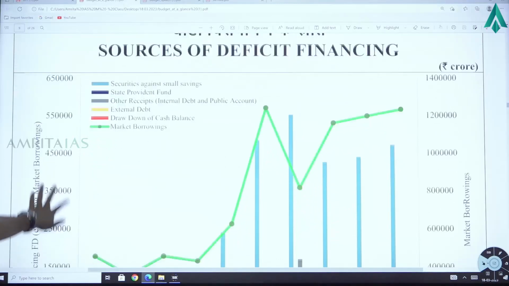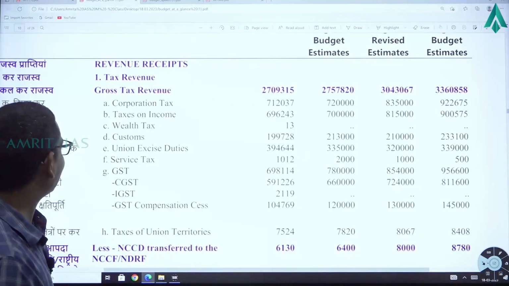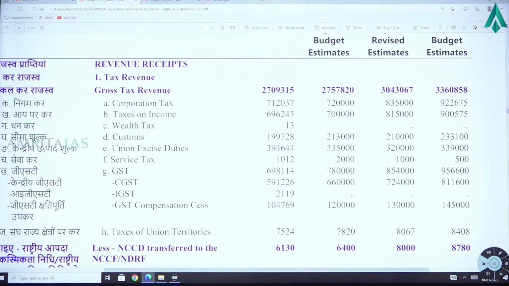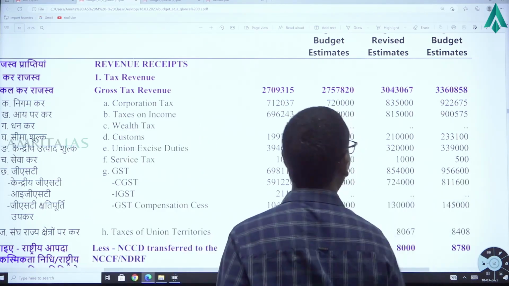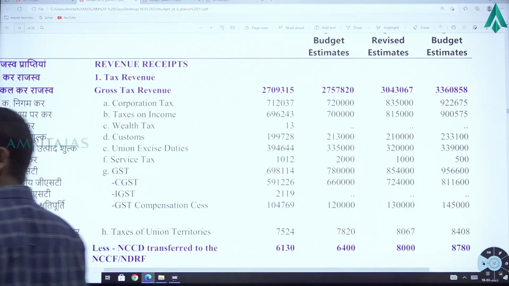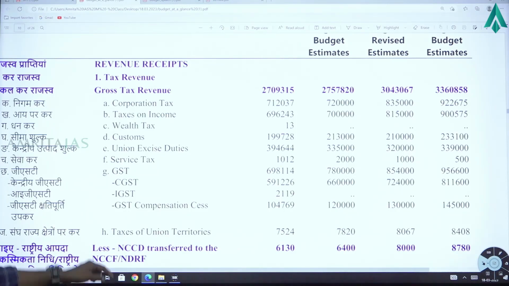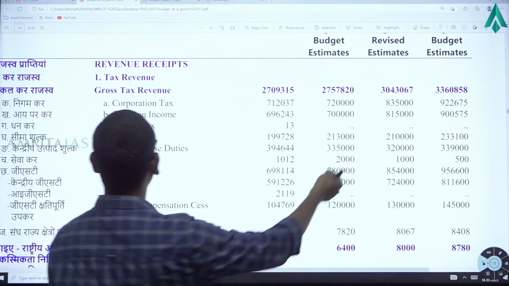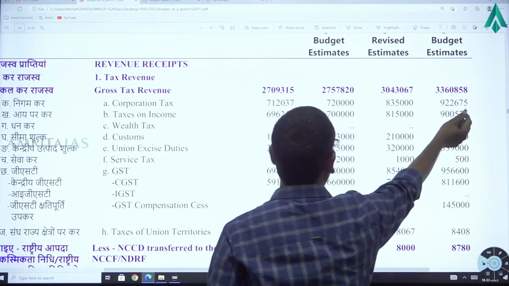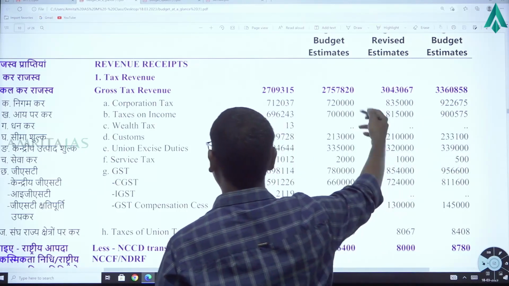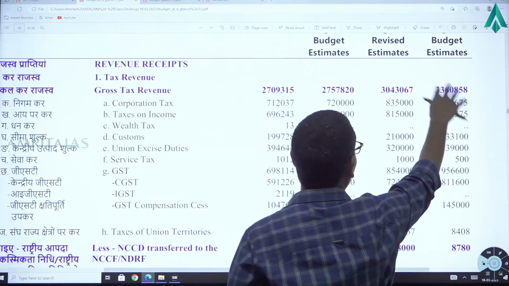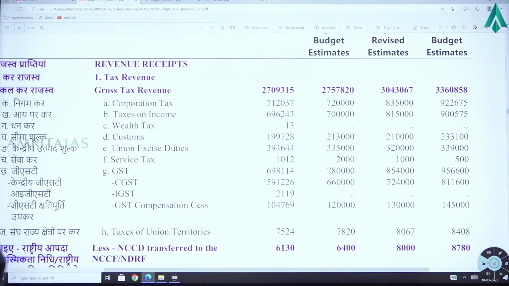Source of deficit financing. Which one is the highest tax? Just see. So GST is the highest tax that you are collecting. But normally direct tax is the highest. Direct tax together how much? Corporation tax 9,22,000, income tax 9 lakh, wealth tax abolished. This is only direct, no? How much? 18. How much total tax are you collecting? 33. 33 is the total tax collection.